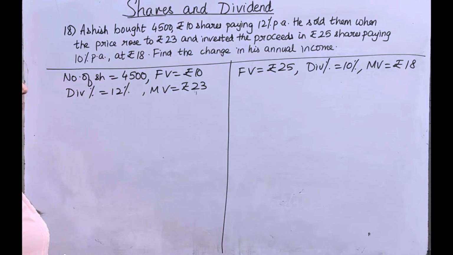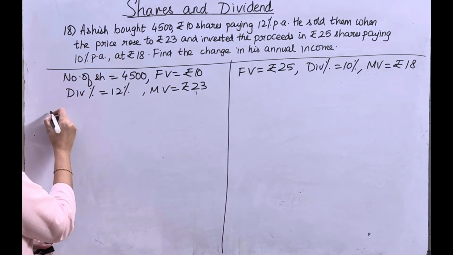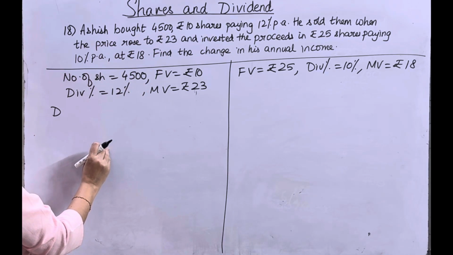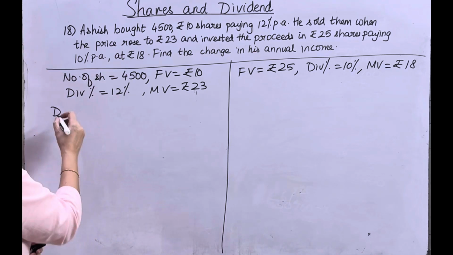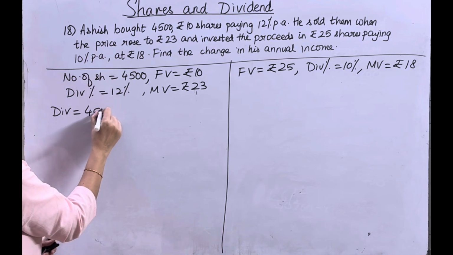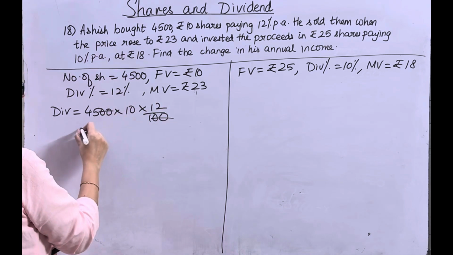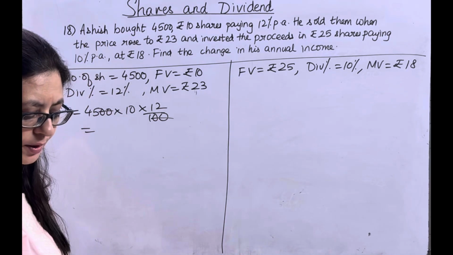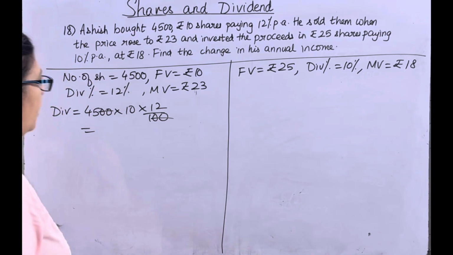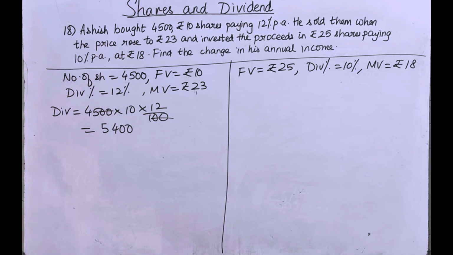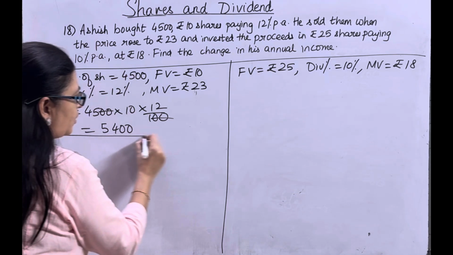Now number of shares is given, dividend percent is given, face value is given. You can find the dividend. He bought 4,500 rupees 10 shares. Okay, he sold them. So dividend is equal to number of shares into face value into 12%. 45 times 12, it is 5,400. Okay. Now he invested these proceeds in 25 rupees shares. This is the first part of the dividend.